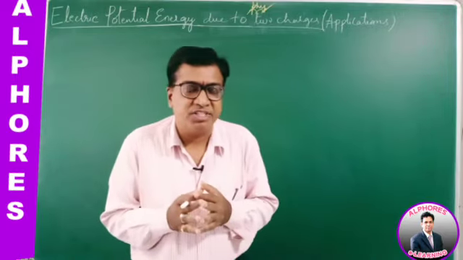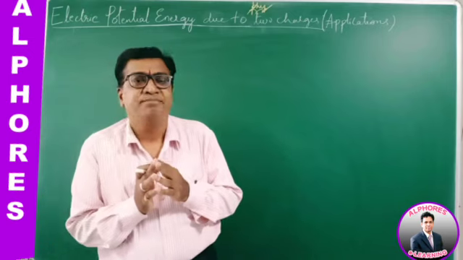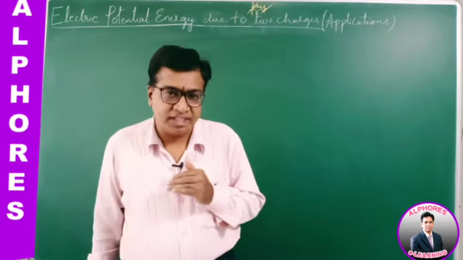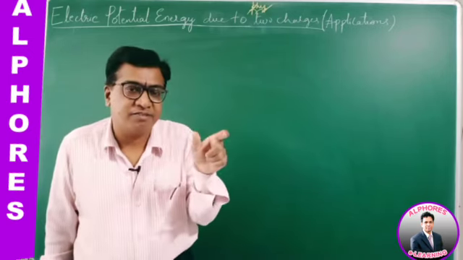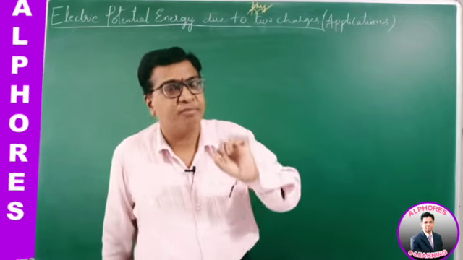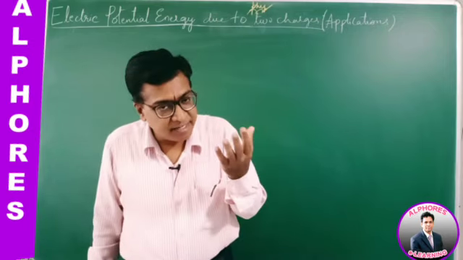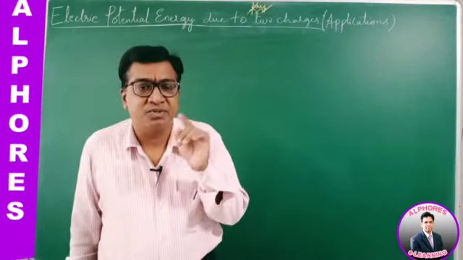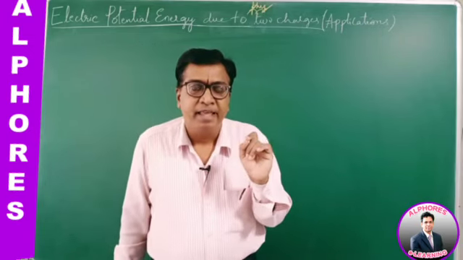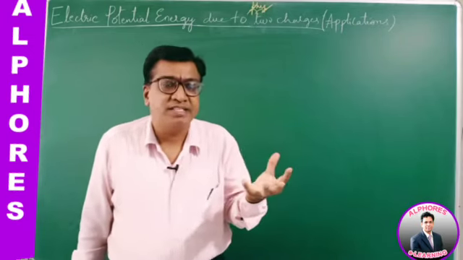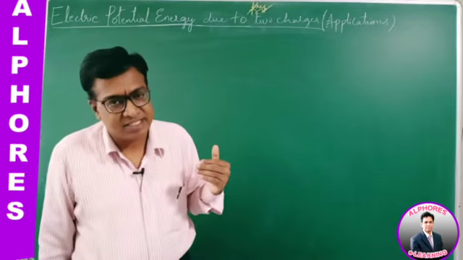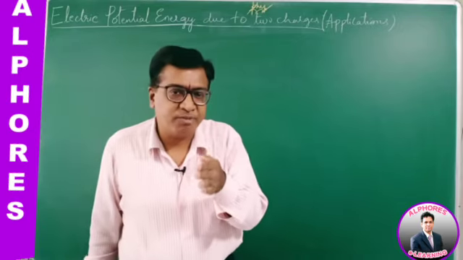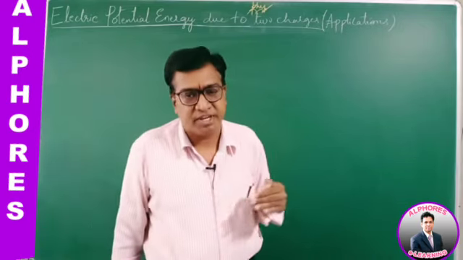I was telling you, potential is the electrical state. It is defined as the work done per unit charge. Potential difference is the amount of work done in moving a charge from one point to another point. Later we defined potential due to a single charge, 1 by 4 pi epsilon naught q by r. Then potential due to multiple charges is the algebraic sum of all the potentials. Then we found the potential due to different types of charges.